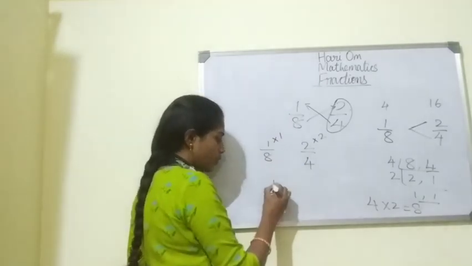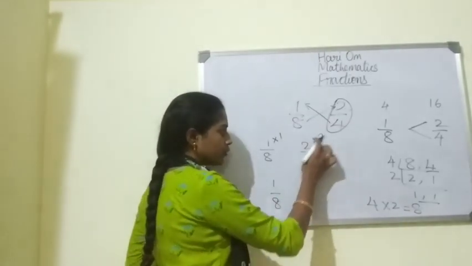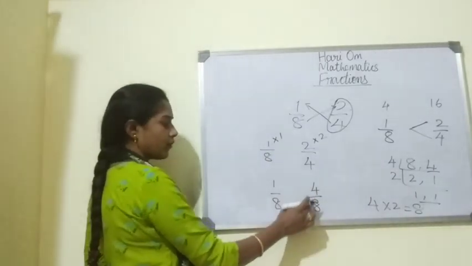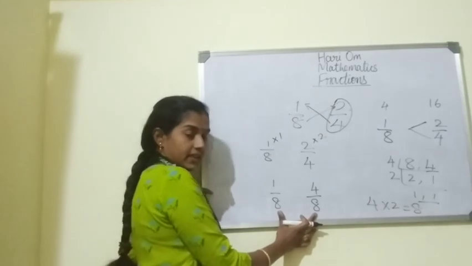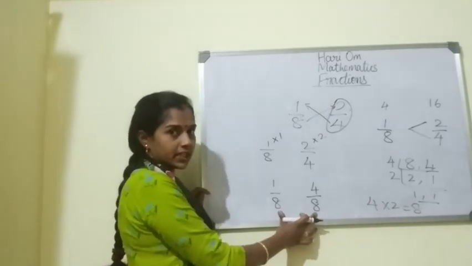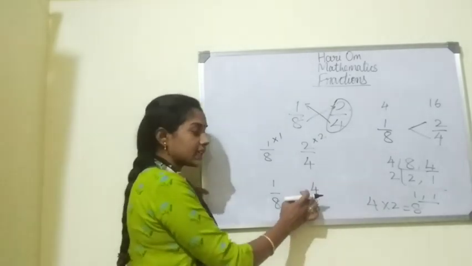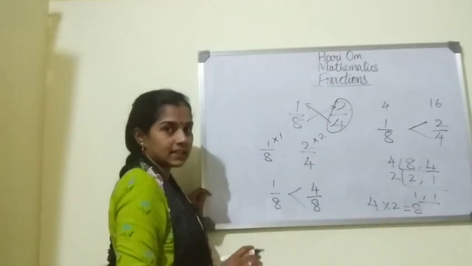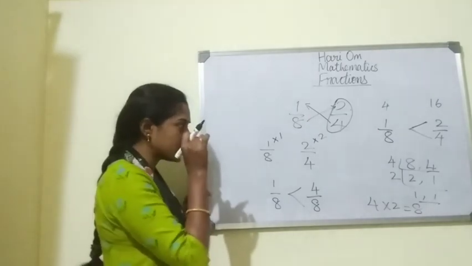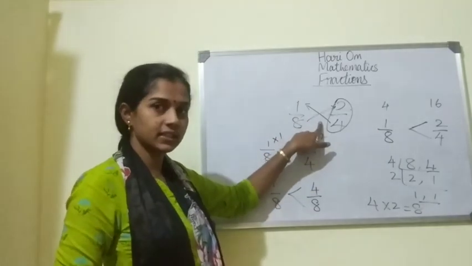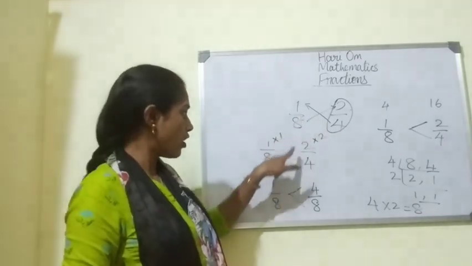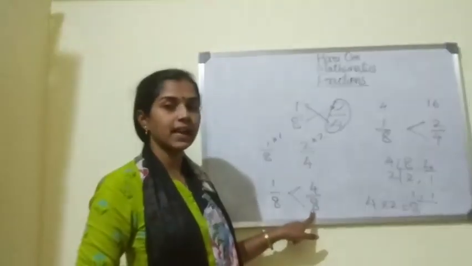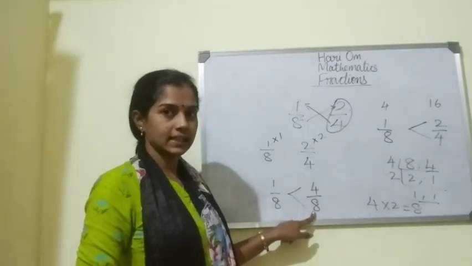So 1 1s are 1, 1 by 8. 2 2s are 4, 4 by 8. So for 1 by 8 and 4 by 8, we have the same number in the denominator, so it is like fractions. The greater the numerator, the greater the fraction. So 4 by 8 is the greatest fraction. Understood, children? So we can solve it in this method, like cross multiplication, or we can take the LCM and convert it into like fractions and then find which is greater.